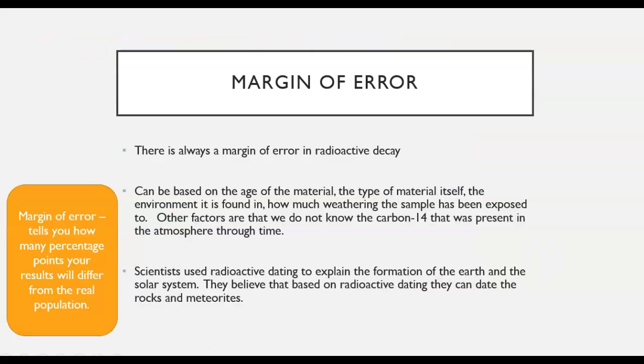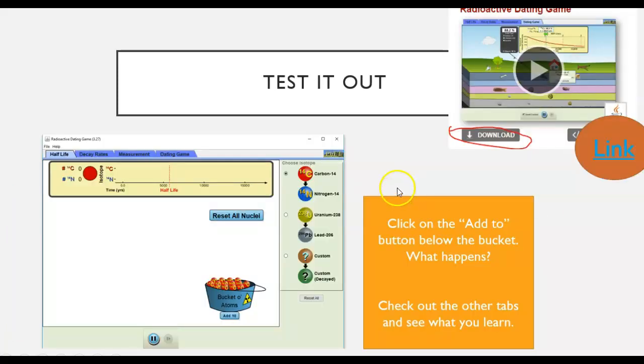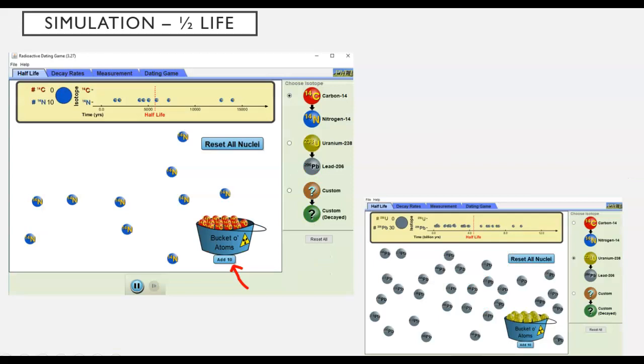Know that there is always a margin of error. It's not perfect, and we are learning as we go. These are just theories. Everything's a theory. We just modify and add to it. But you can test out this information by going to a PhET simulation and check it out. It gives you different atoms and it will chart how they decay. So you can go through these slides to help you.